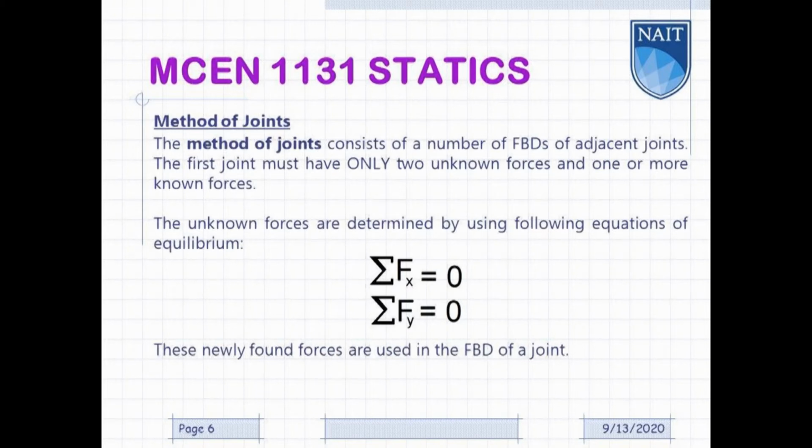The method of joints consists of a number of free body diagrams of adjacent joints. The first joint must have only two unknown forces and one or more known forces. The unknown forces are determined by using the following equations of equilibrium. The sum of horizontal forces equals 0. The sum of vertical forces also equals 0. These newly found forces are used in the free body diagram of a joint.